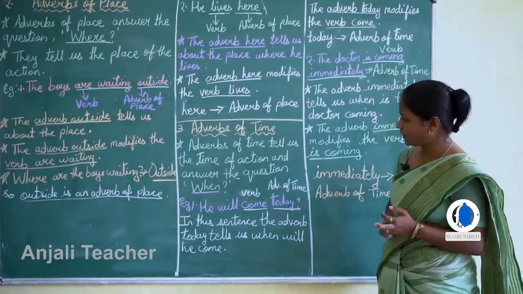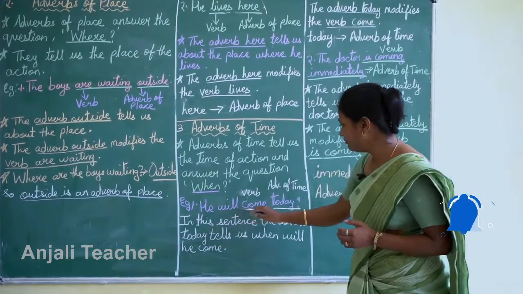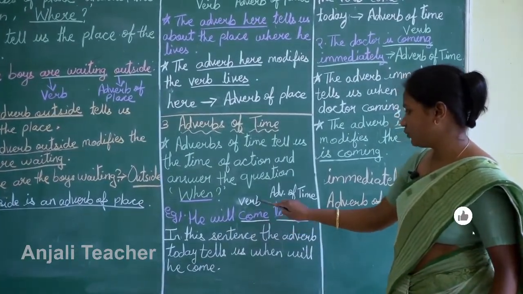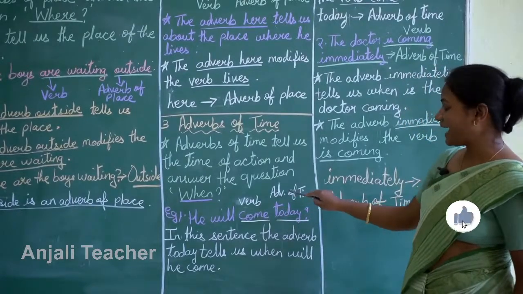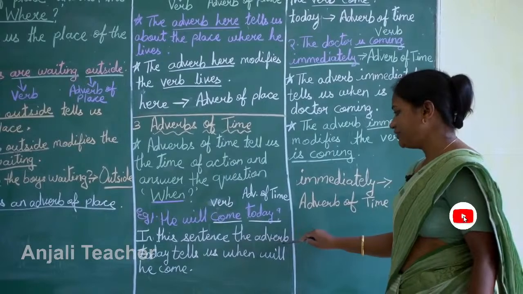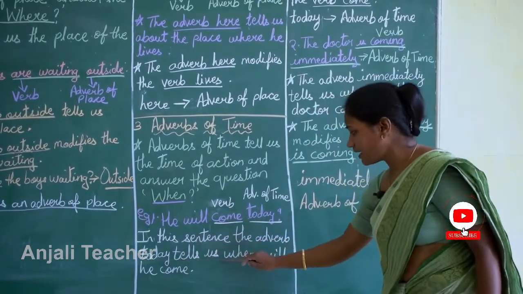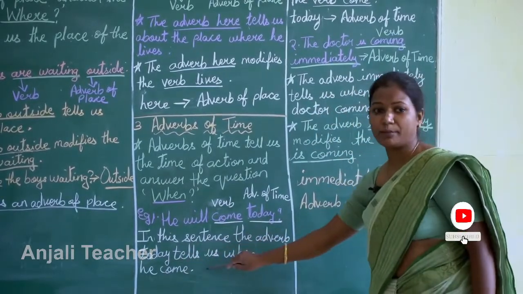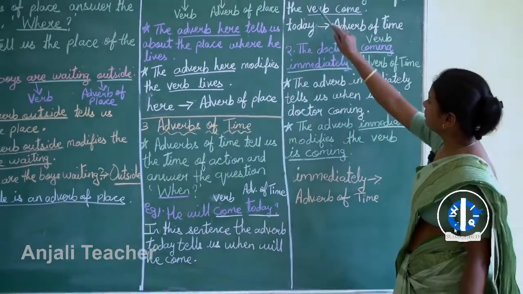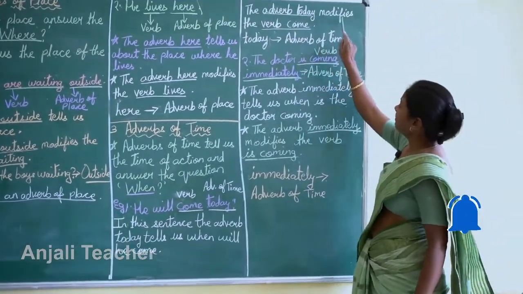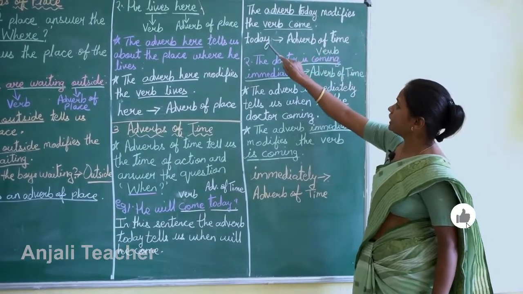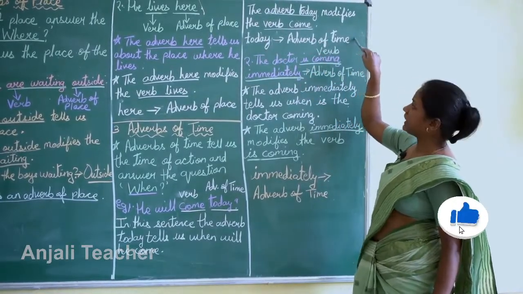Now see the first one, he will come today. Come is the verb, today is the adverb of time. In this sentence, the adverb today tells us when he will come. When will he come? He will come today. The adverb today modifies the verb come. So here today is the adverb of time.